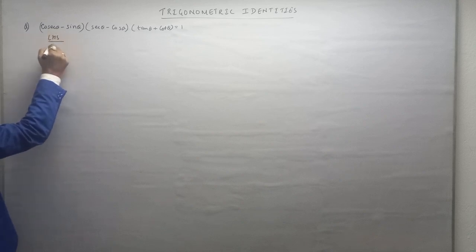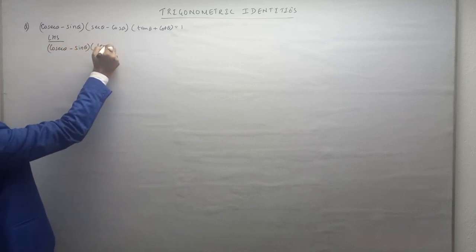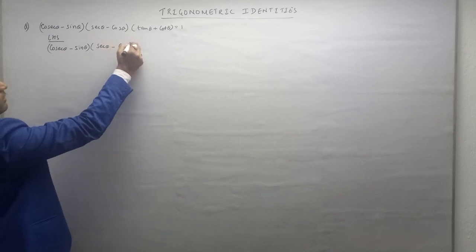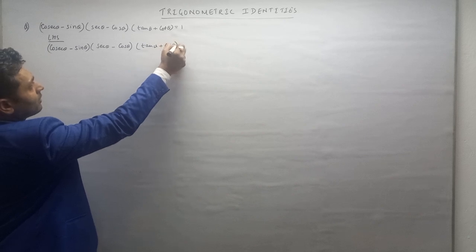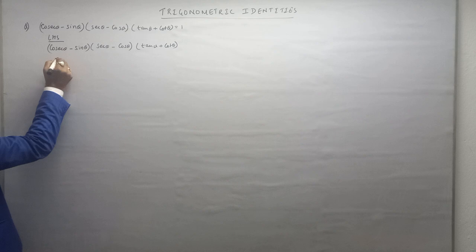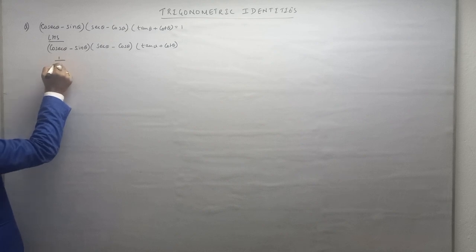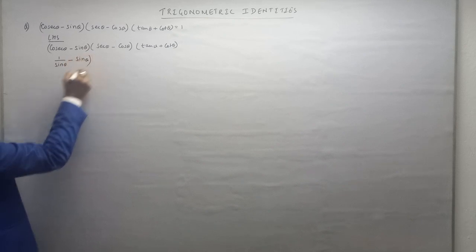LHS, this is (cosec theta minus sin theta) into (sec theta minus cos theta), and this is (tan theta plus cot theta). So cosec theta can be written as 1 divided by sin theta, minus, again this is sin theta.